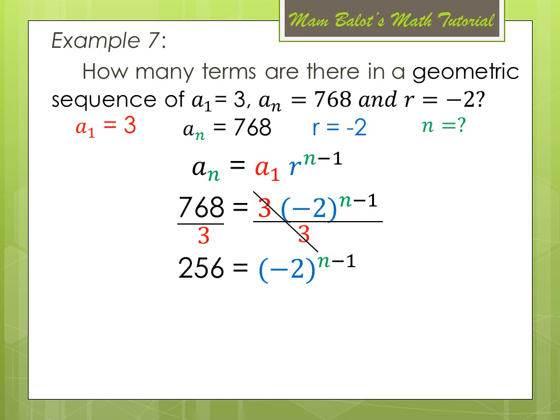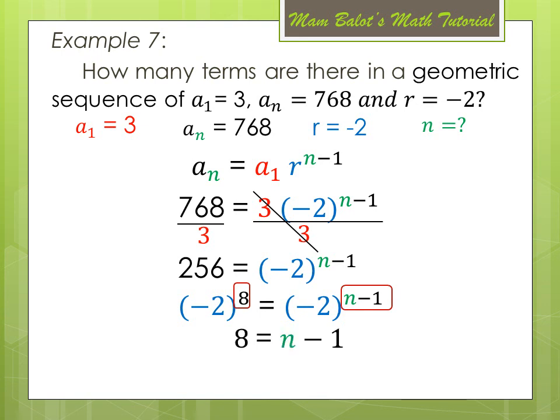So from this, we notice that n is in the exponential part. So we need to express 256 into an exponential form to solve for n. So we know that 256 is equal to negative 2 to the 8. So we use the base negative 2 so that it is equal to the right side of the equation. Since the base of the exponential form is already equal, we can now equate the exponent part. So we have 8 and n minus 1. So we have 8 is equal to n minus 1.